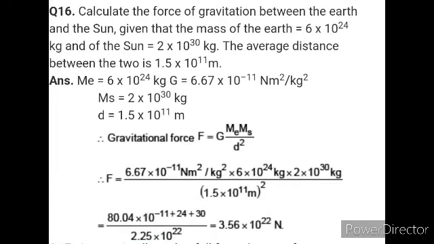Okay, so next is question number 16. Calculate the force of gravitation between the earth and the sun. Given that the mass of the earth is 6 into 10 raised to power 24 kilogram and that of sun is 2 into 10 raised to power 30 kilogram. The average distance between the two is 1.5 into 10 raised to power 11 meter.